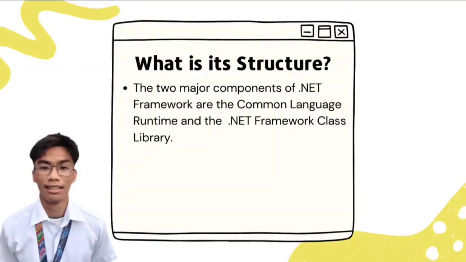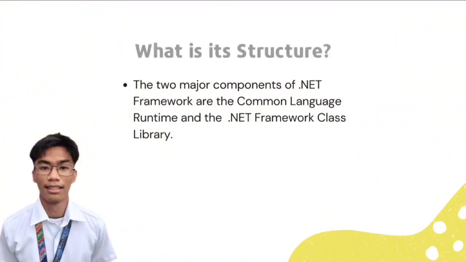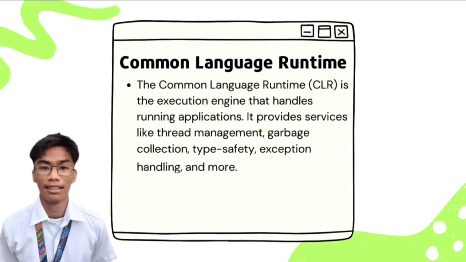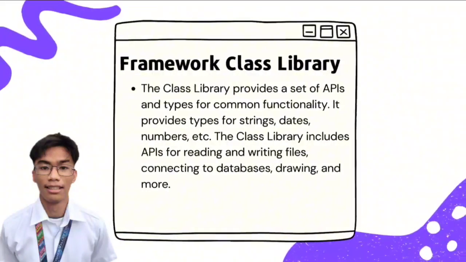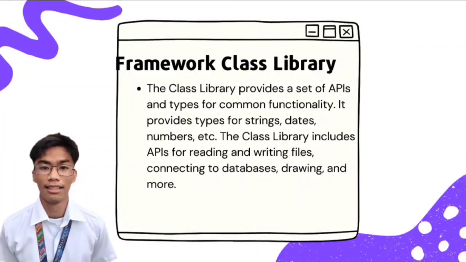The two major components of the .NET Framework are the Common Language Runtime and the .NET Framework Class Library. The execution engine that manages running apps is called the Common Language Runtime, or CLR. Among the many features it offers are exception handling, garbage collection, type safety, thread management, and more.